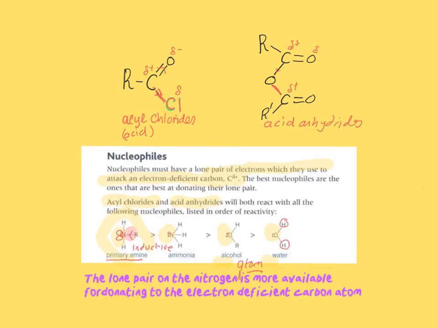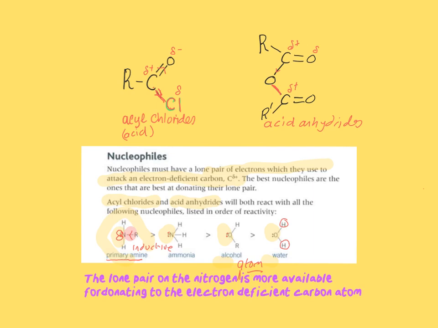If we look at the structure of acid anhydrides and acid chlorides, we can see that the carbon is attached to an oxygen which is much more electronegative in both cases, and also a chlorine. And therefore in both cases the carbon is rendered electron deficient. And from AS we know that electron deficient carbons are always attacked by nucleophiles.